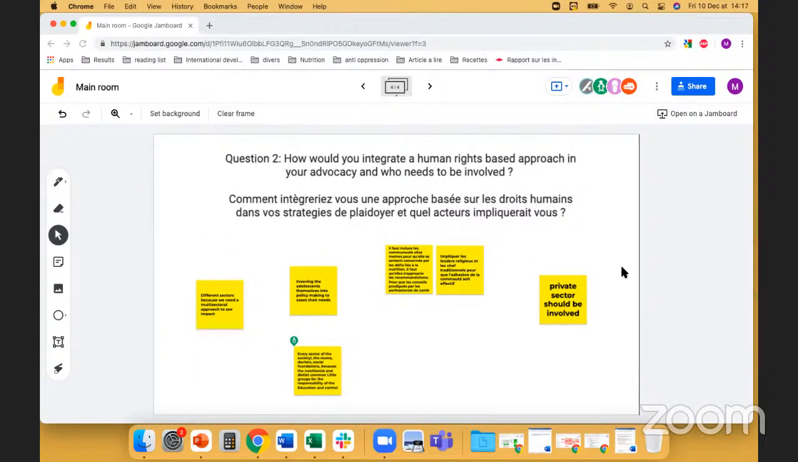Thanks, Annie, for your remark. I'm going to put that in the chat box, that every sector of the society, moms, doctors, social foundations, should be involved. Yes, I'm going to put that in the sticky note.